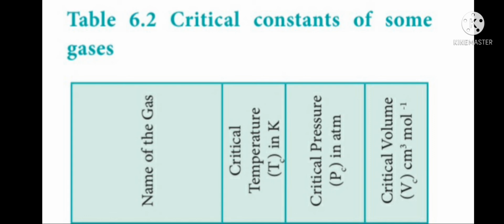Hence, this tabular column gives the critical constants of some gases. This tabular column includes the name of the gas, critical temperature Tc in Kelvin, critical pressure Pc in atmosphere, and critical volume Vc in cm³ mol⁻¹.